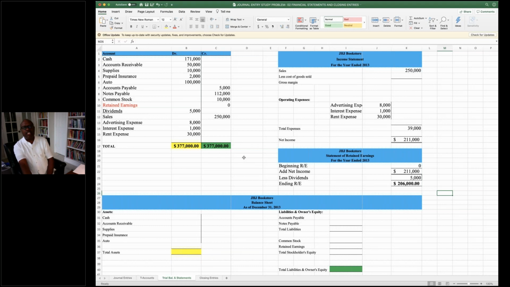Final thing we're going to do is the balance sheet. The balance sheet is everything from retained earnings up. So cash, receivable, supplies, prepaid insurance, auto. We already have the titles here, so all I got to do is come here and copy these. And we have all of the assets there. And we total those assets up. How much is the total assets for the company?